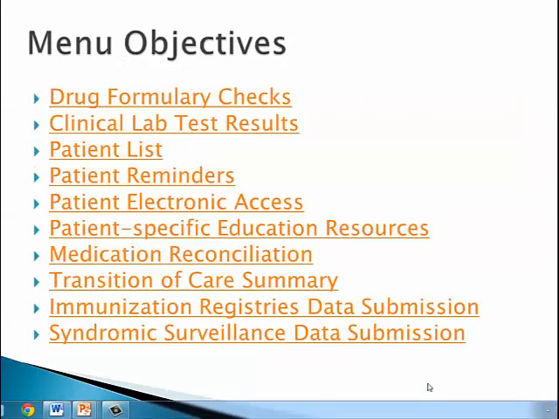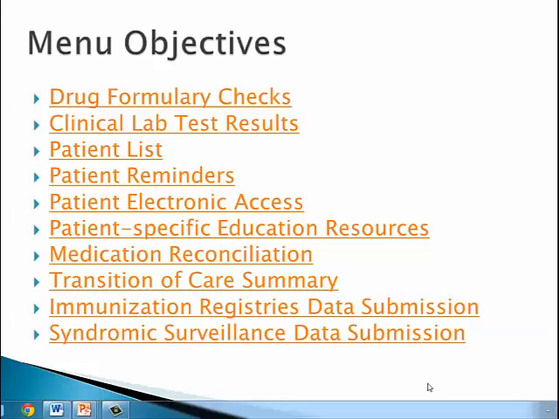Next, I want to talk about the menu objectives. Again, these are reportable objectives that need to be reported to CMS in order to achieve meaningful use. The first one is drug formulary checks. The next one is clinical lab test results, or results coming back into the medical record. A patient list, patient reminders, such as health maintenance reminders. Is the patient due for a mammogram, or a yearly checkup, or a flu vaccine?